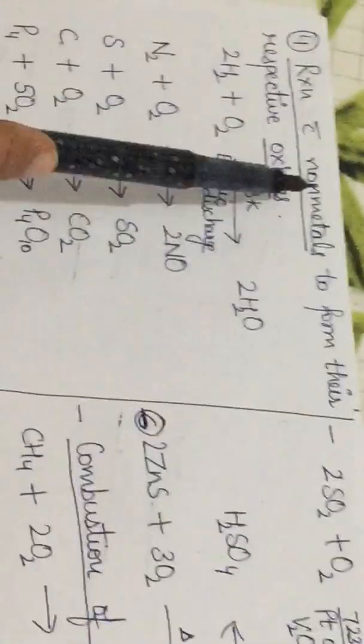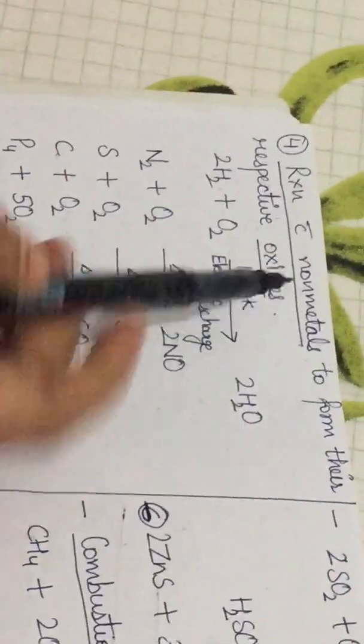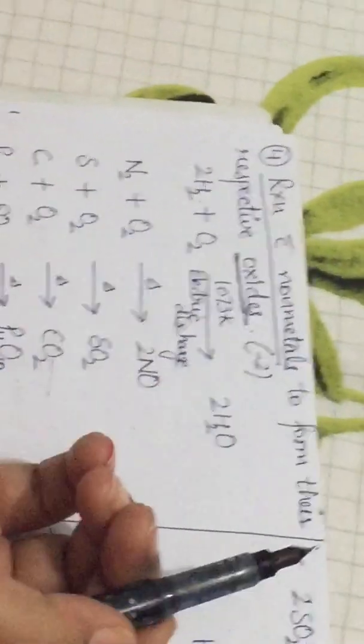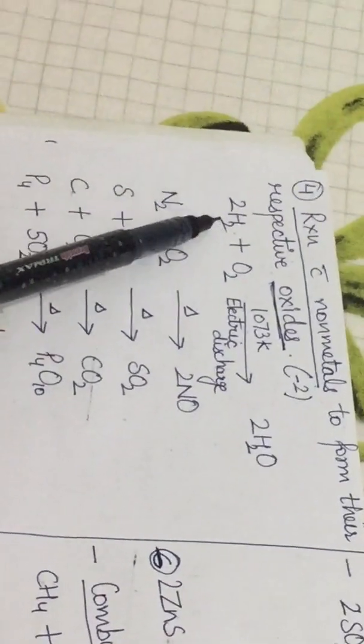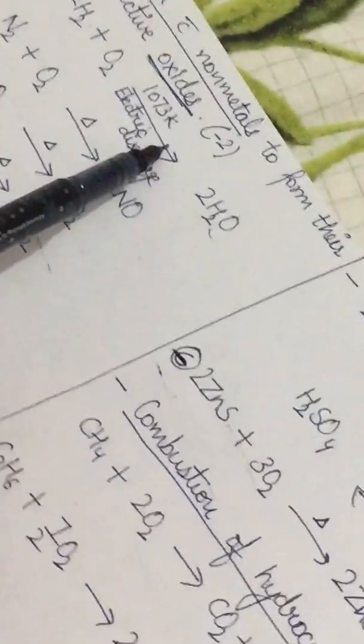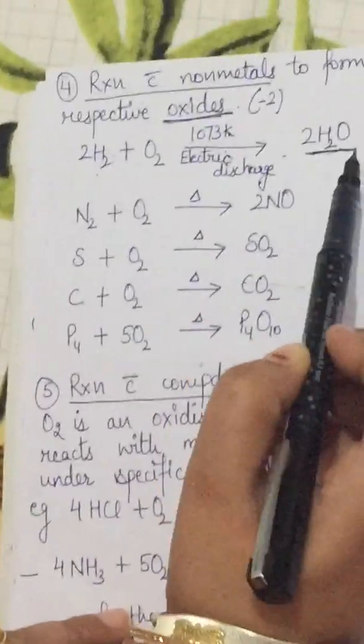The next property of oxygen is its reaction with non-metals. When oxygen reacts with non-metals, it forms the oxide, and the oxidation state of oxygen will be -2. For example, when it reacts with hydrogen, it forms water. In this reaction we require an electric discharge, meaning this reaction does not occur on its own. We require a very high temperature and an electric spark so that the reaction will occur.